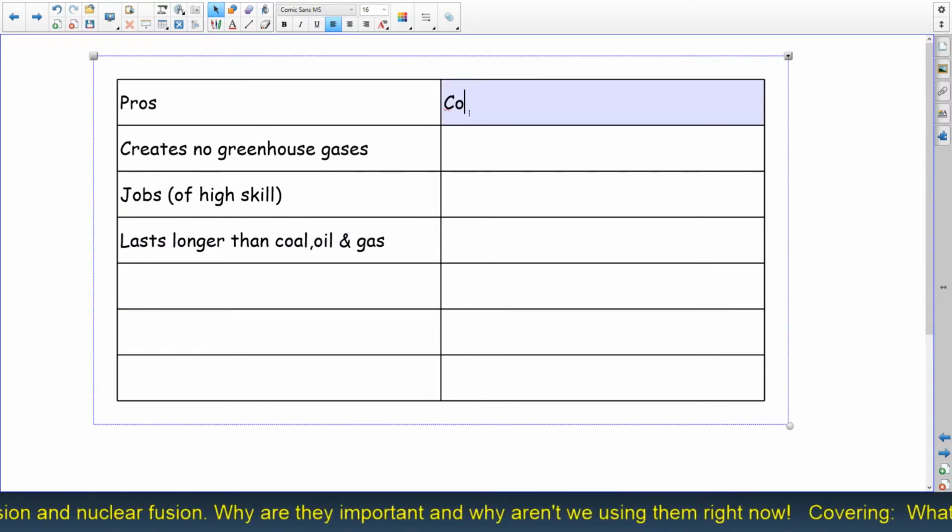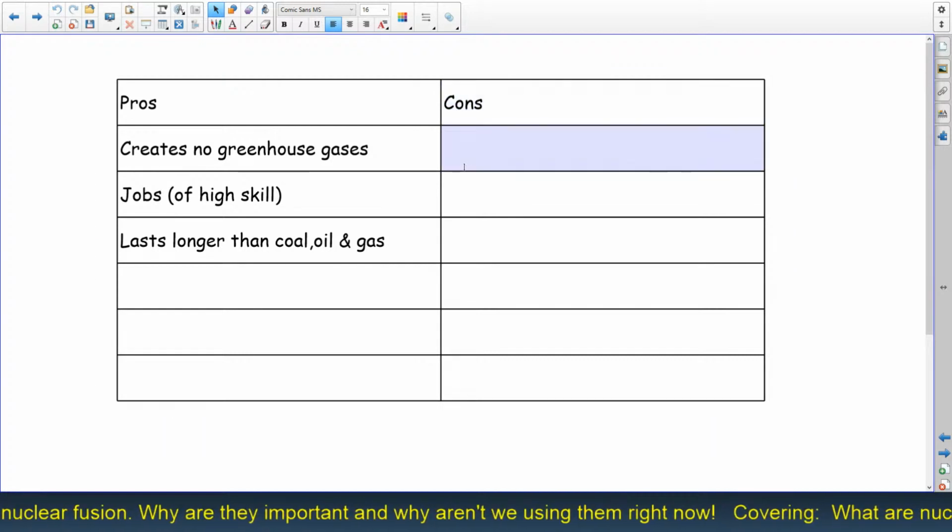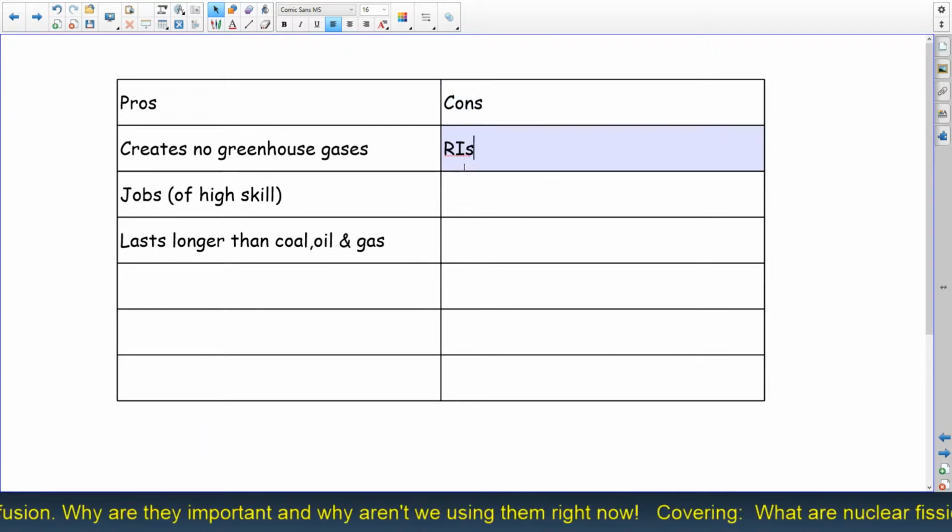Okay, we've got some cons though. The cons are pretty major. There's the risk of a nuclear incident.